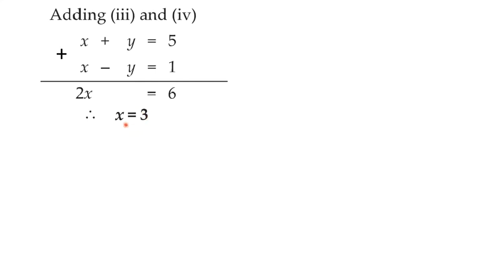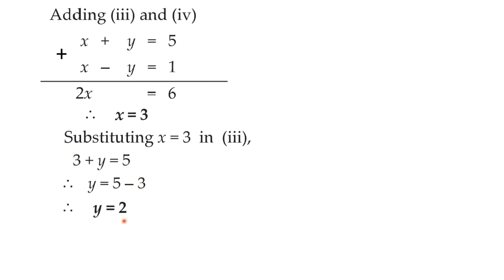Now this value we have to substitute in equation 3, which is the easier, simpler one. Don't go for equation 1 or 2, they are very big. Go for either 3 or 4, you can do it anywhere, but we will substitute in equation 3. So equation 3 is x plus y is equal to 5. We replace x by 3. So 3 plus y is equal to 5, and therefore y is equal to 5 minus 3, that is 2. So in this way we got the solution: x is equal to 3 and y is equal to 2.